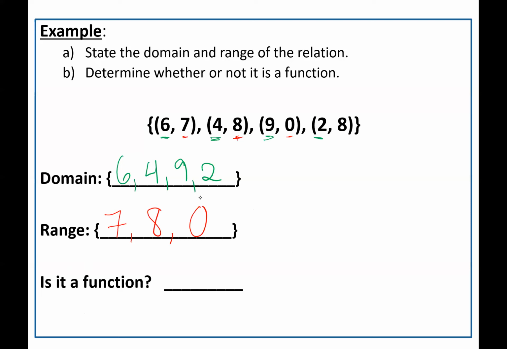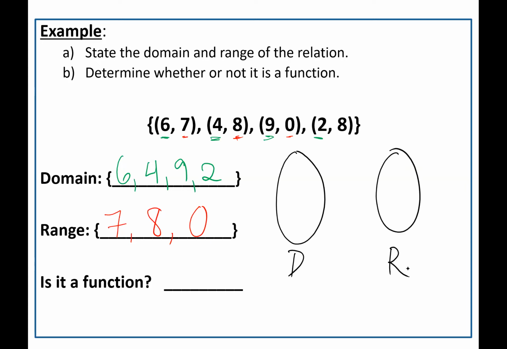Now earlier on the whiteboard, that blank screen when I was writing, I drew something called a mapping, and I want to draw that for you again here. So here's our domain and our range, and we're just going to list our numbers and draw some arrows. So 6 goes to 7, 4 goes to 8, 9 goes to 0, and then squeezing in down here, 2 also goes to 8.